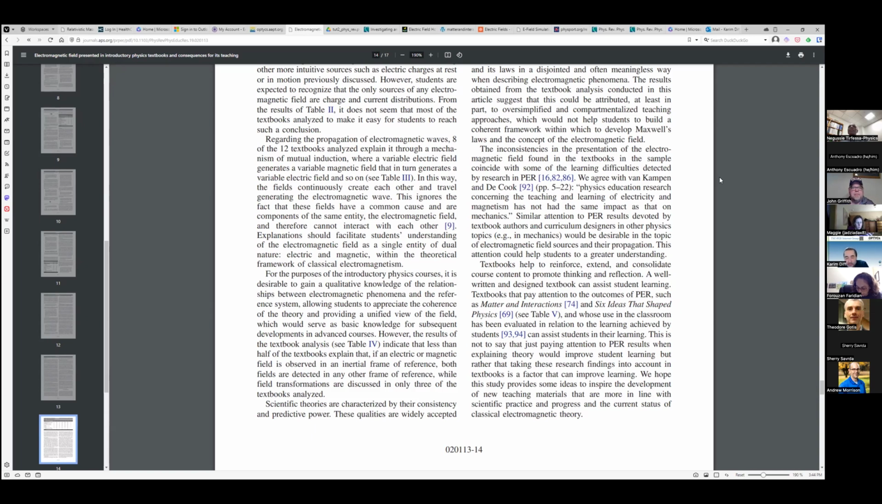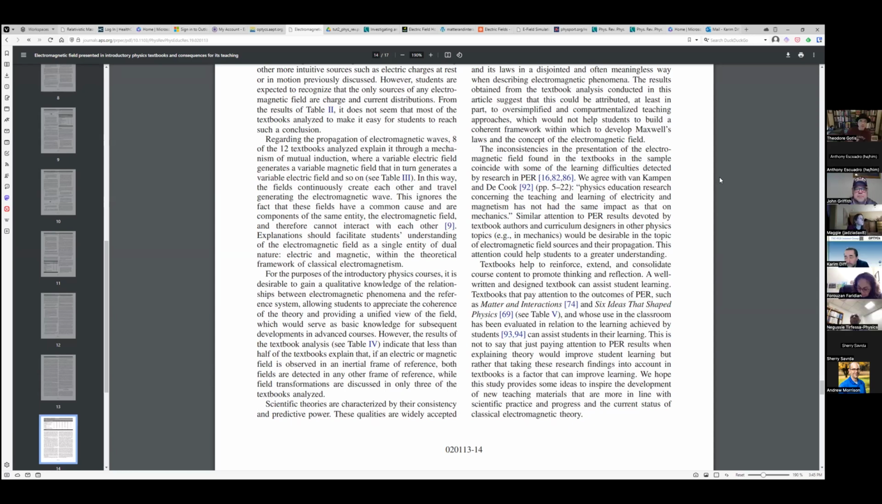Yeah, that was my feeling as well after going through this. I thought this was really dealing with a higher order level of complexity that may not be too relevant, at least at the introductory level, even though they did look at introductory textbooks. I'm not sure that this is really a significant issue for introductory physics. Yes, Theo?